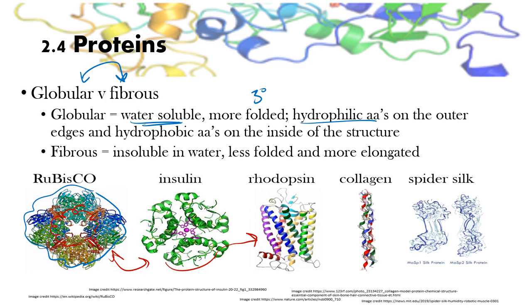So fibrous proteins are insoluble in water. They have less of that tertiary three-dimensional folding. They're long and stringy, like collagen and spider silk. Our globular proteins tend to be more metabolic in function, so these guys are enzymes. Our fibrous proteins tend to be more structural in function, like the collagen that holds our skin together.